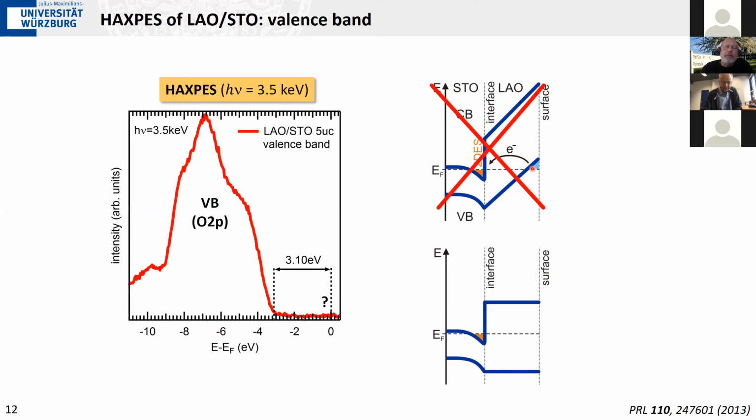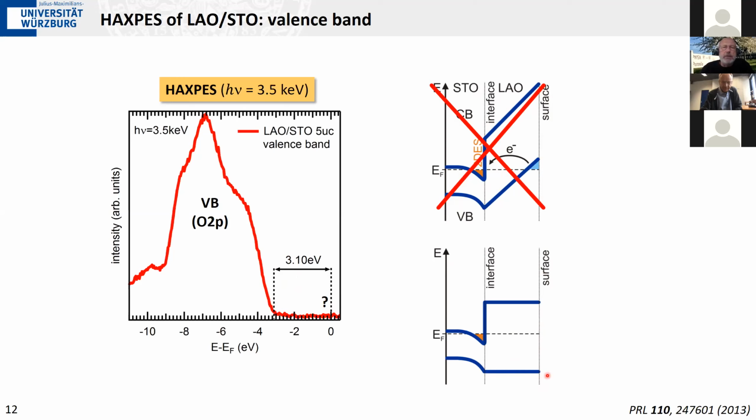And because we have an exponential probing depth, the surface of the LAO should contribute strongest to our signal. But as you can see, there is nothing here in this region. What we see here tells us that the onset of the valence band of the LAO is really shifted from the Fermi level by this 3 electron volts. So rather than this situation, what we are seeing here in our spectrum is this situation where the valence band maximum here is 3 electron volts away from the Fermi level. We have an almost flat band situation in the LAO.